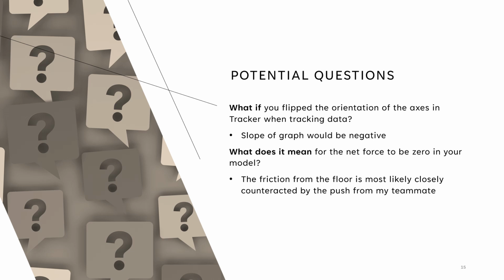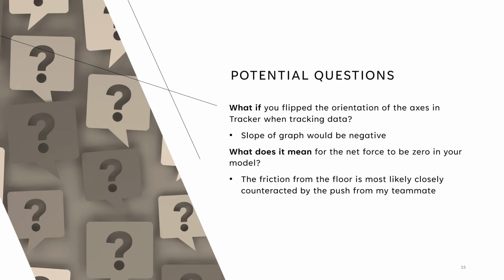Now, here are some potential questions. What if we flip the orientation of the axes in the tracker? So essentially, we record in the negative x direction instead. I think that the slope of the graph would just be negative, essentially because we are counting positive for negative, so it would just be flipped.